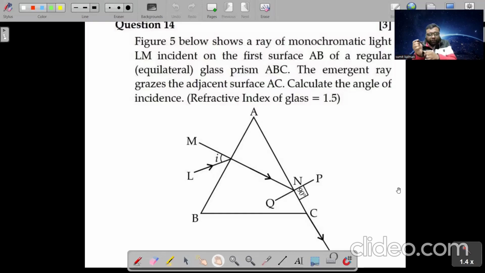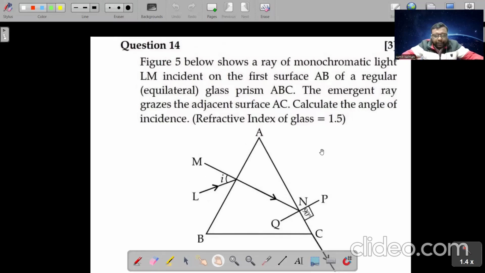So, hello, dear students. Today we'll solve one problem. This problem is based on optics. This problem is from class 12th ISC board 2024. The problem is like this.